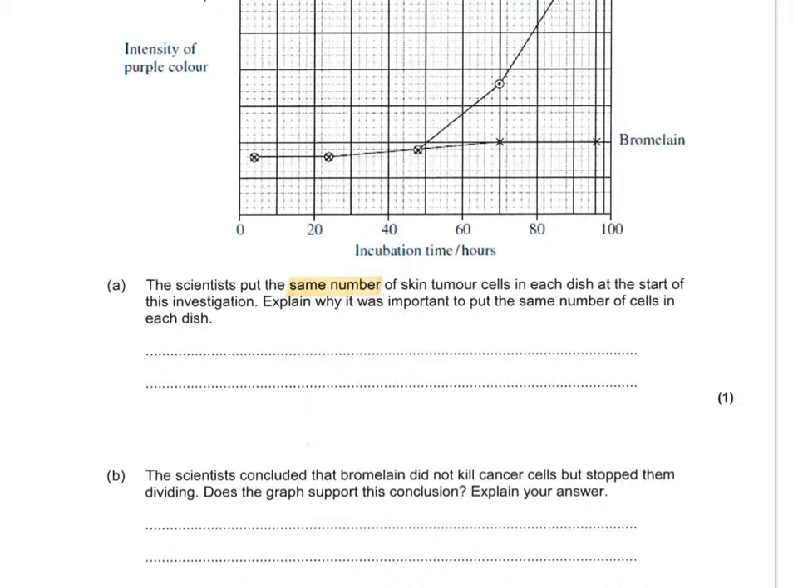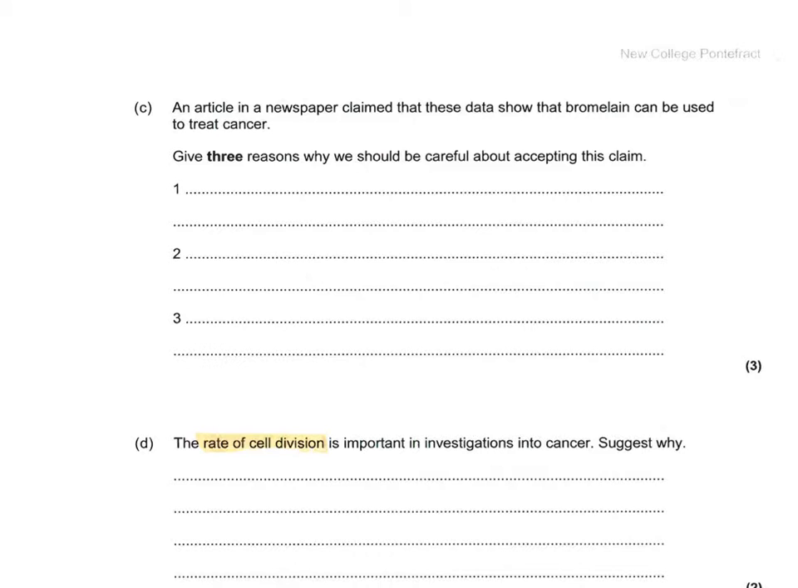Well, it stopped them dividing because you can see it's pretty much constant. It's levelled off, so they're not still dividing. And you can say it hasn't killed them because you'd expect the line to decrease if the cancer cells were being killed. So just been through this question on the previous page.